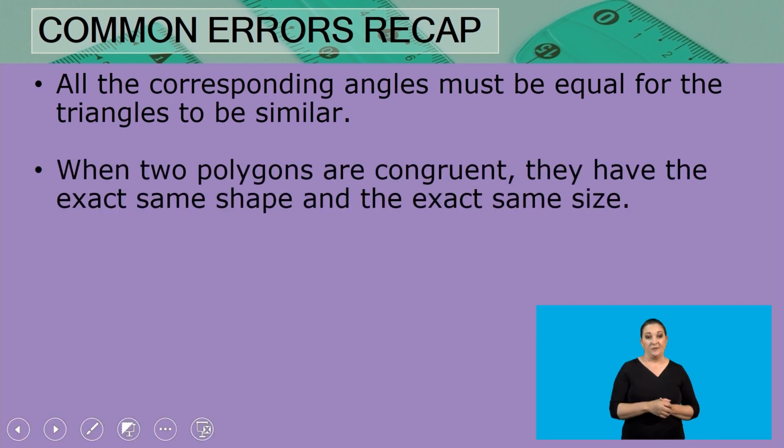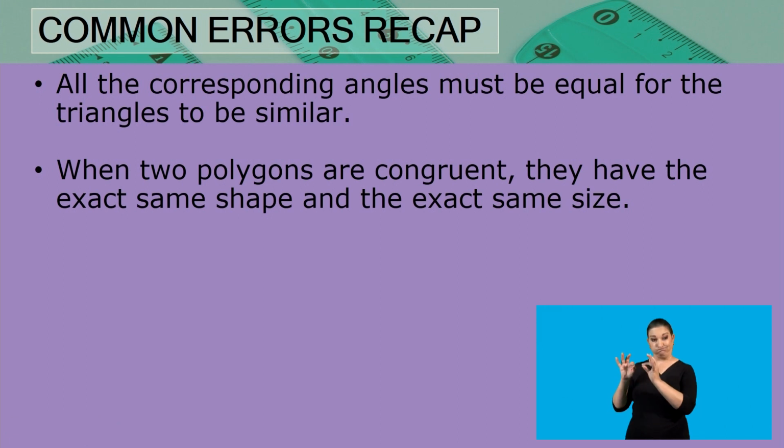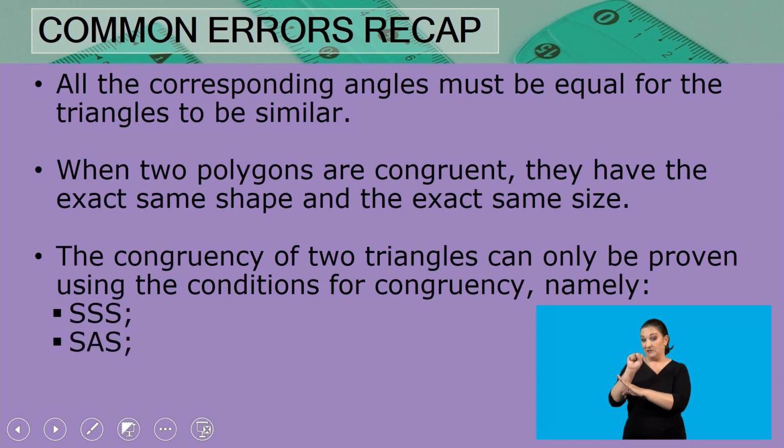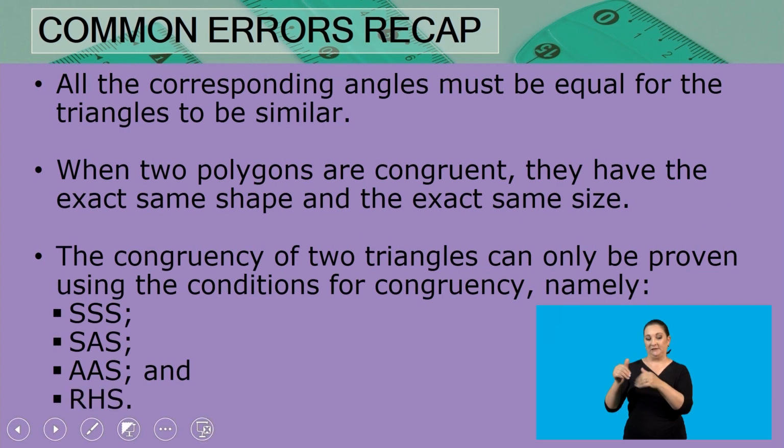When two polygons are congruent, they have the exact same shape and the exact same size. The congruency of two triangles can only be proven using the conditions for congruency, namely side, side, side; side, angle, side; two angles and a corresponding side; and a right angle, hypotenuse, and a side.